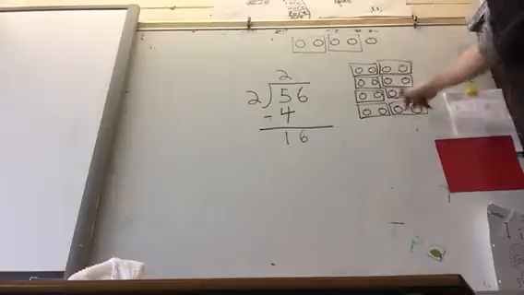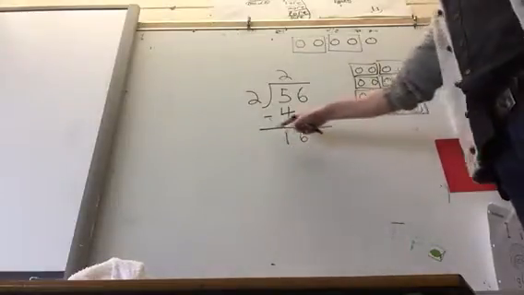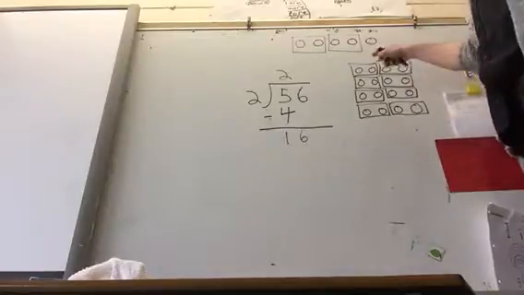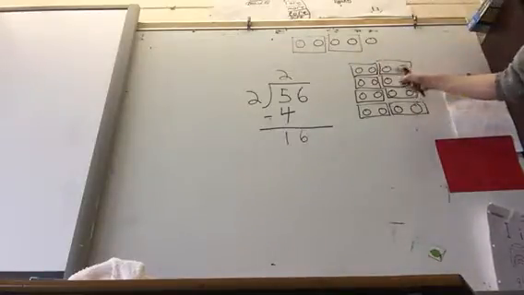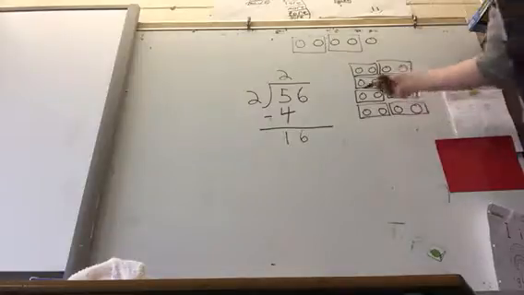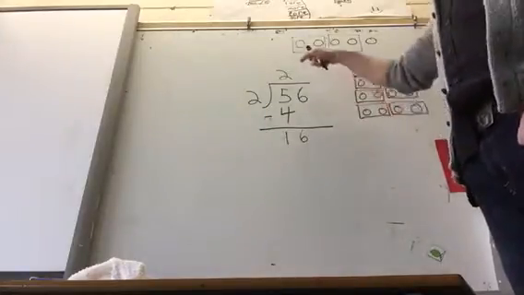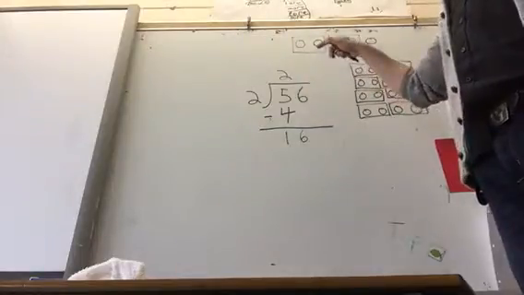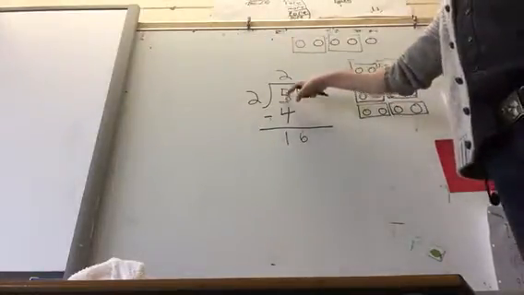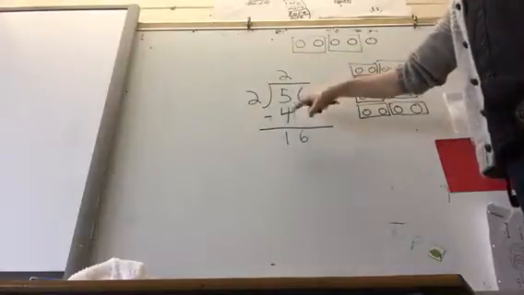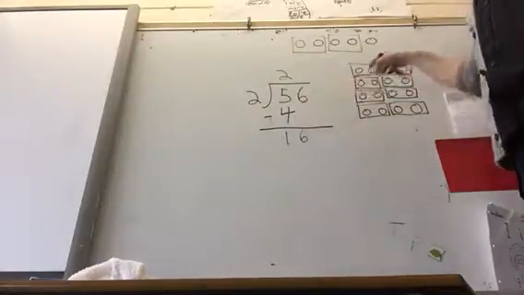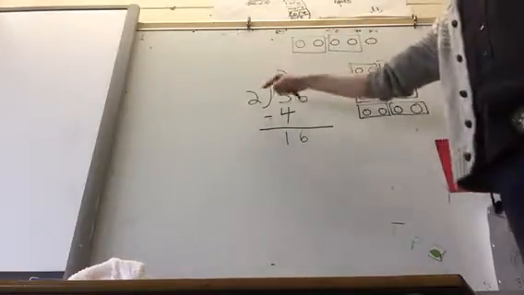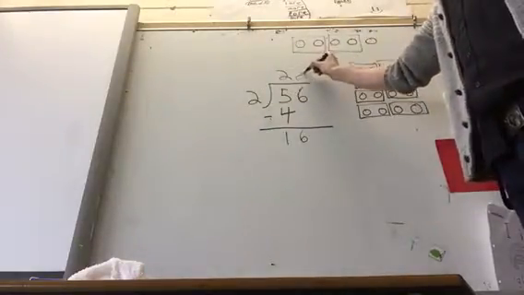So I drew 16 cookies. That's what we're dealing with, 16. And I wanted to know how many groups of 2 can I make? I can make 1, 2, 3, 4, 5, 6, 7, 8 groups of 2. So that 8 goes up here. Just like when I figured out if I have 5 cookies, I can make 2 groups, and that equals 4. Well, now that I have 16 cookies, I've determined that I can make 8 groups of 2. So that 8 goes up here.